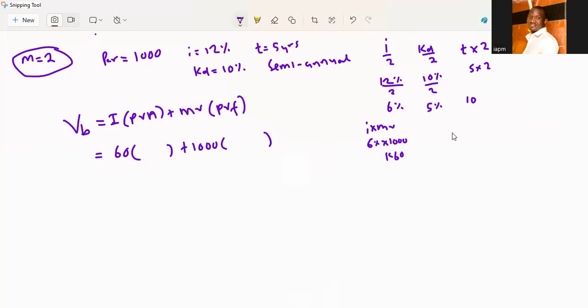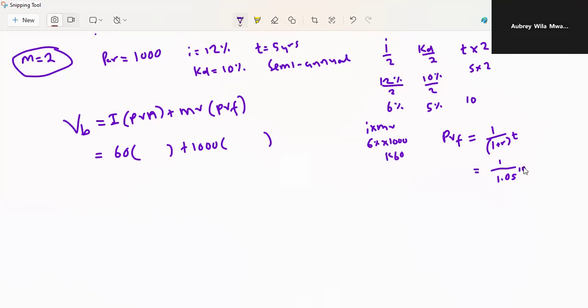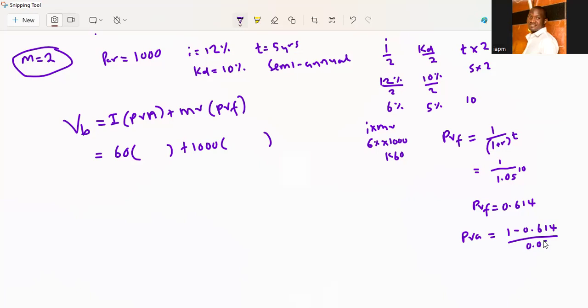Then our interest factor. How are we going to calculate the interest factor? PVF is 1 over 1 plus R to the power of time. So what R are we going to use now, or Kd? 5%, right? So 1 over 1.05 to the power of what? 10. Correct. So what becomes our PVF? It's 0.614. Then how do we find our annuity factor? We subtract 1 minus what we found now, divided by 0.05.